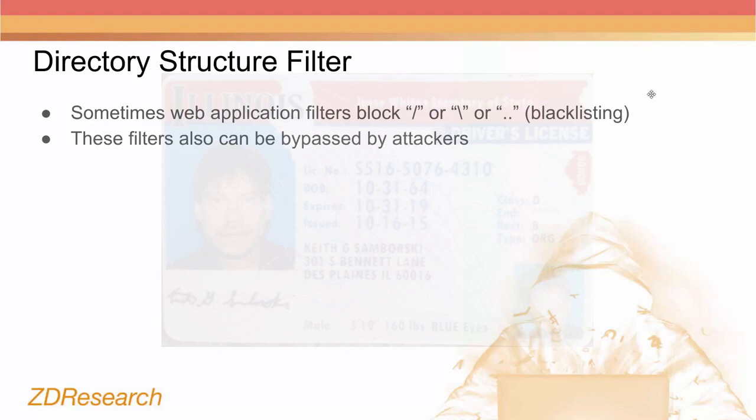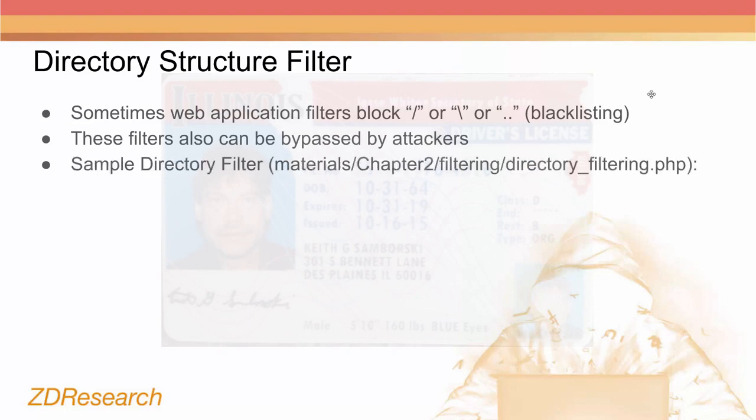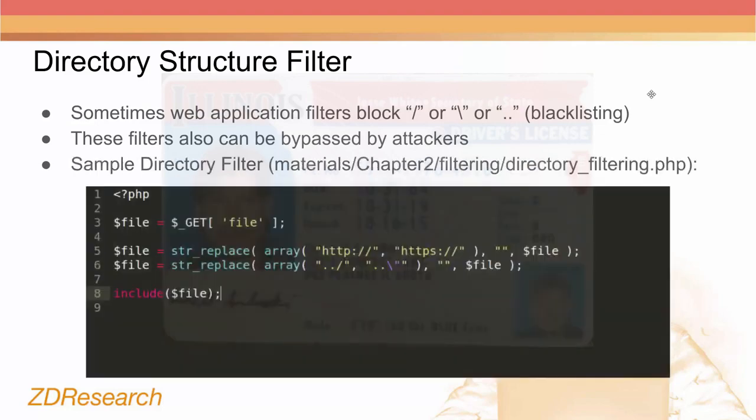These can be bypassed by attackers, and it's very important because, for example, in the previous demo you saw that we didn't want the user to write outside the history folder. So this is an example of vulnerable code that you can find in the course materials.